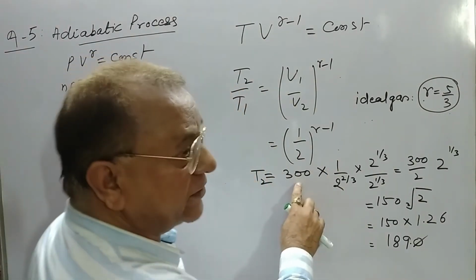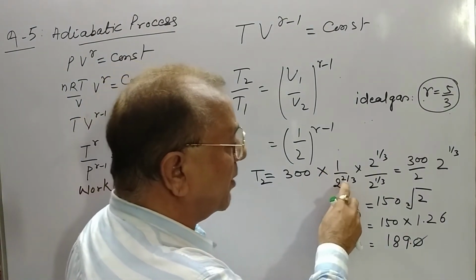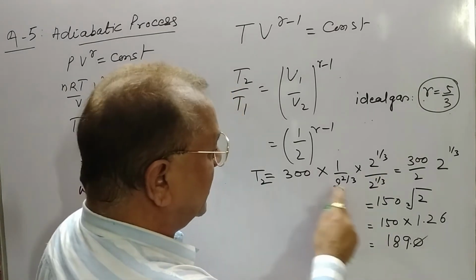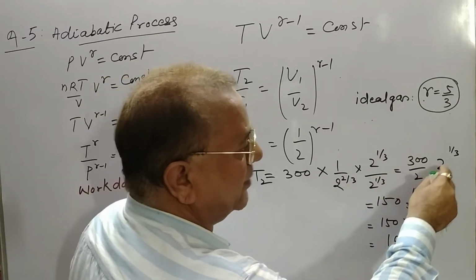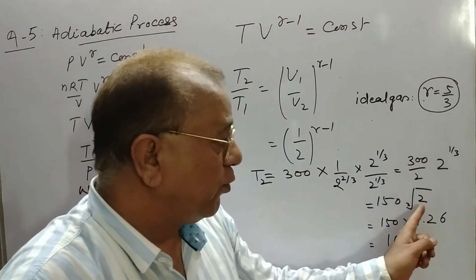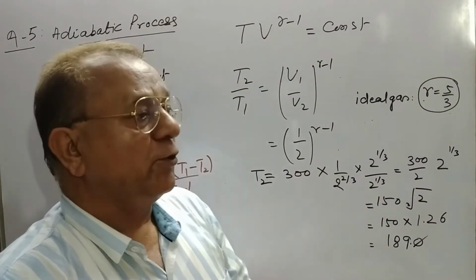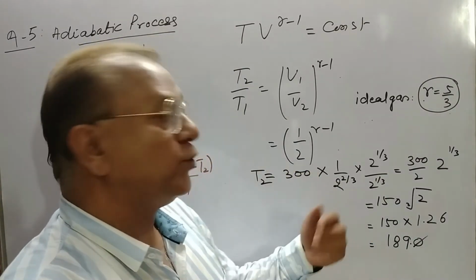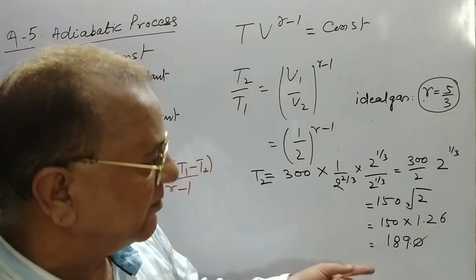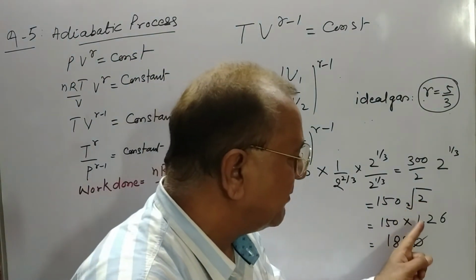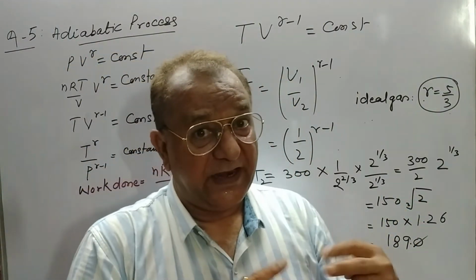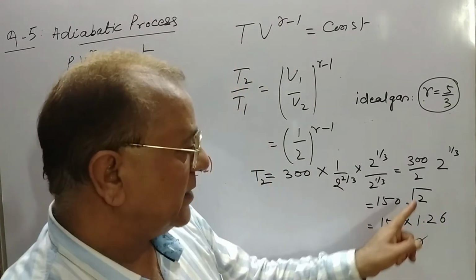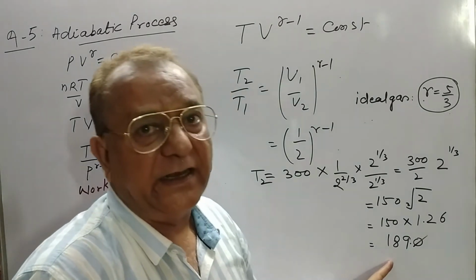Therefore, T2 is equal to 300 into 1 upon 2 to the power 2 by 3. If you multiply and divide by 2 to the power 1 by 3, this will become 300 by 2, that is 150, times 2 to the power 1 by 3. Now, cube root of 2, students, some cube roots, say cube root of 2, cube root of 3, these you should, if you can memorize, it is very good. Otherwise, because here the answers are very near, you have to be very precise. 1.26 is cube root of 2. Therefore, it gives you 189 Kelvin.